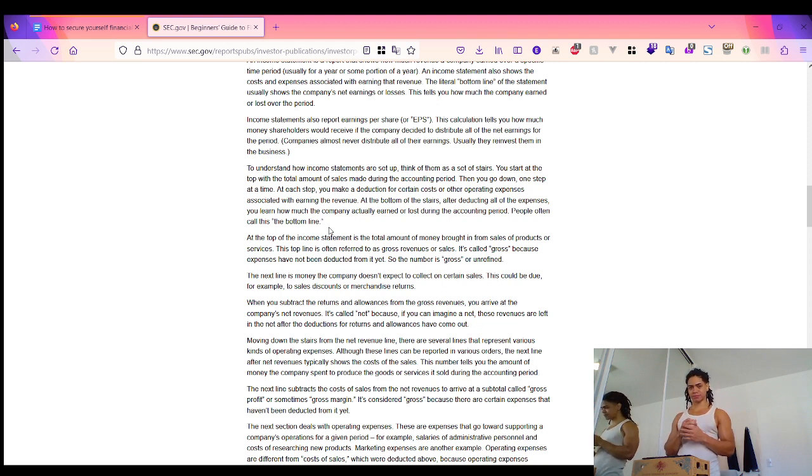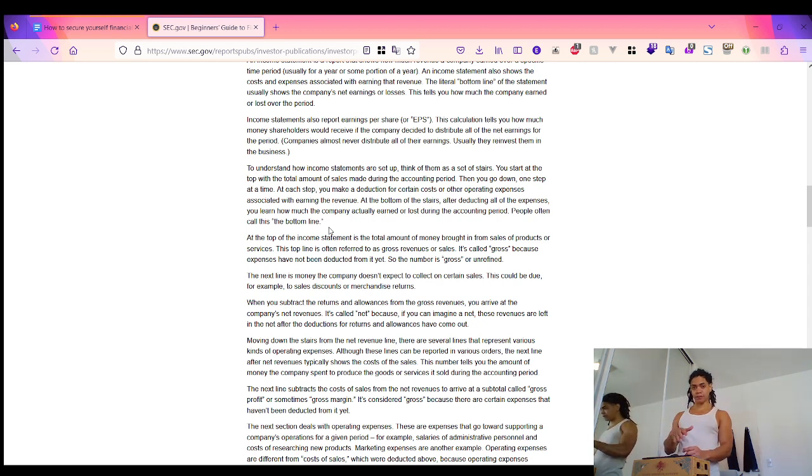So this is, from a top level, a bigger picture of how income statements are set up. You can think of them as a set of stairs. You start at the top with the total amount of money brought in by sales of the product and service, and you go one step at a time, and each step you go down, you make a deduction of certain expenses of operating your business associated with earning that revenue.